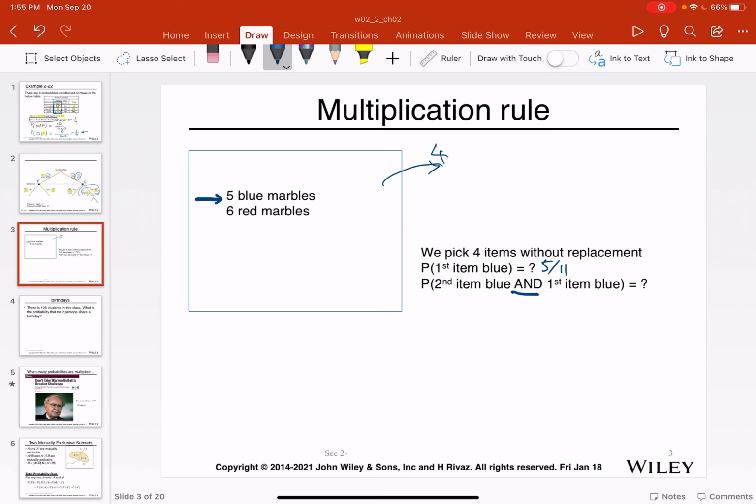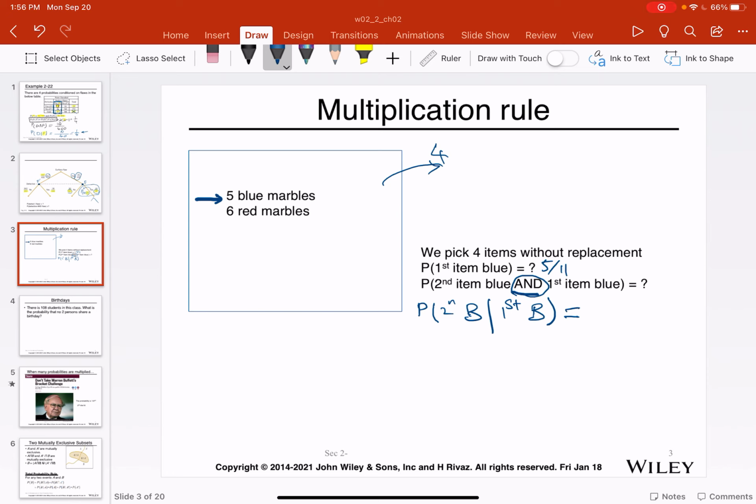So here is where we use the conditional probability, but in the other way, right? So let me calculate something else instead. This is a bit difficult to compute. So what I'm going to do is the following. Probability of second blue, given that the first item was blue, right? So instead of this and, I'm going to compute the conditional probability. If you're confused why I'm doing this, you're going to find out very soon. So I changed the problem into an easier one, right?